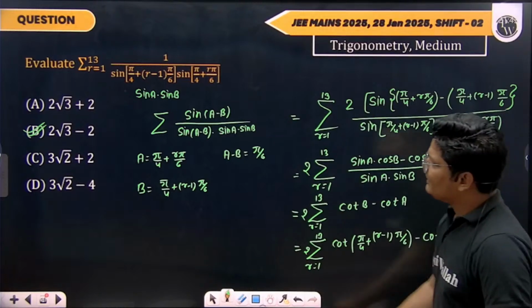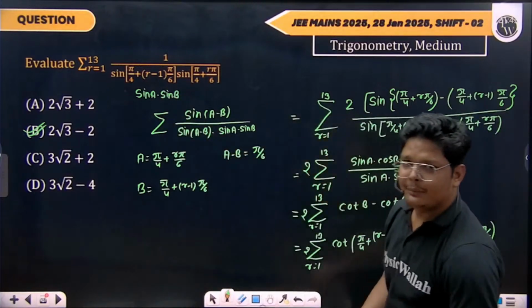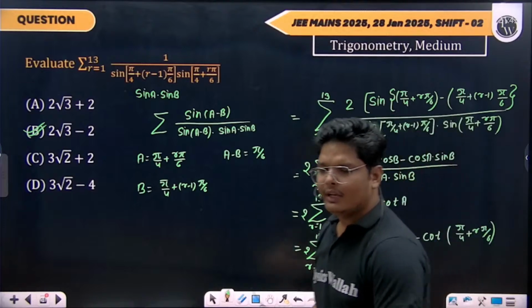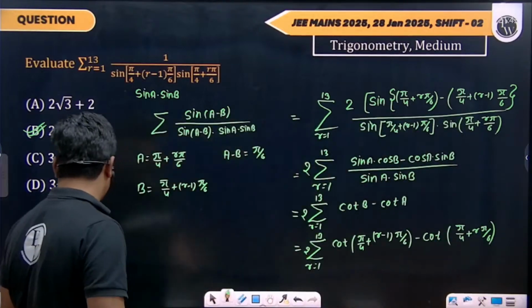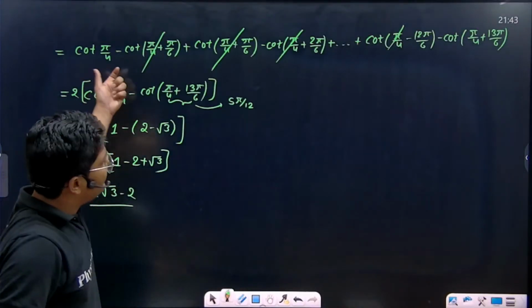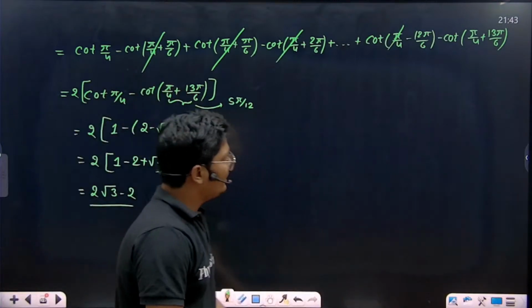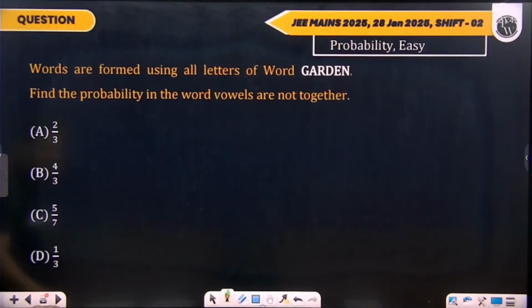So we have to use the value of sin A, sin B, and we have to form a telescoping series where a few terms will be cancelled out and we will be remaining with the first term and last term. Now move on to the third question.